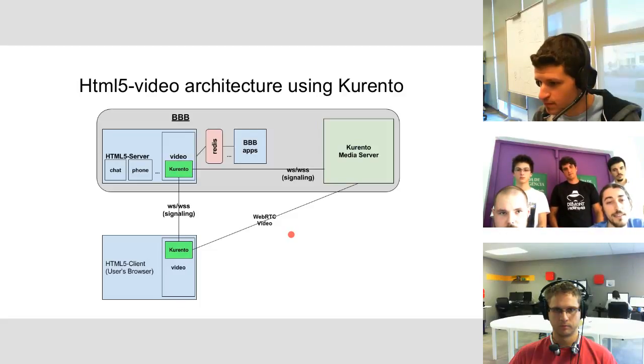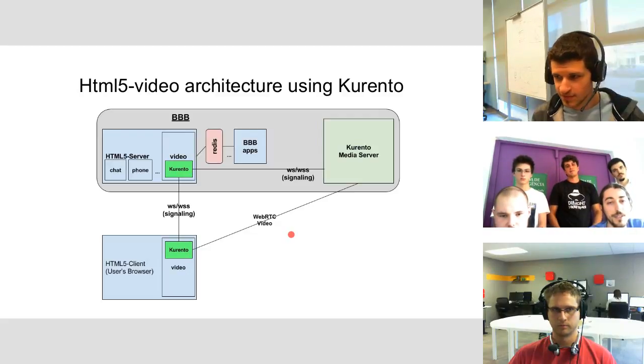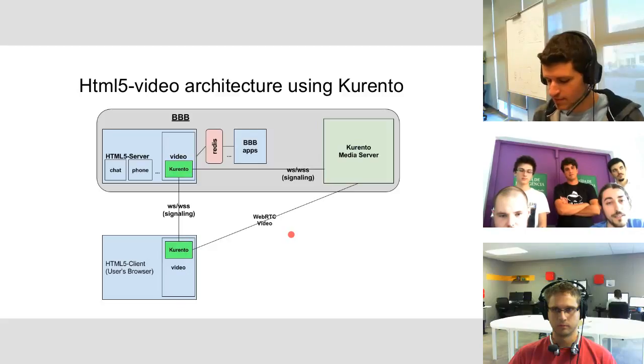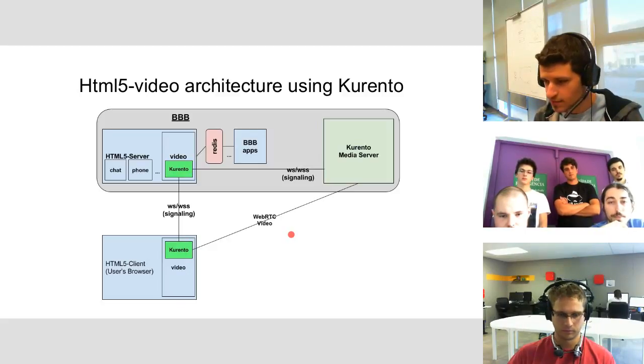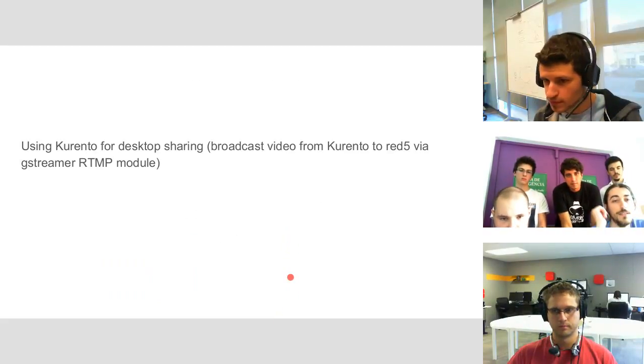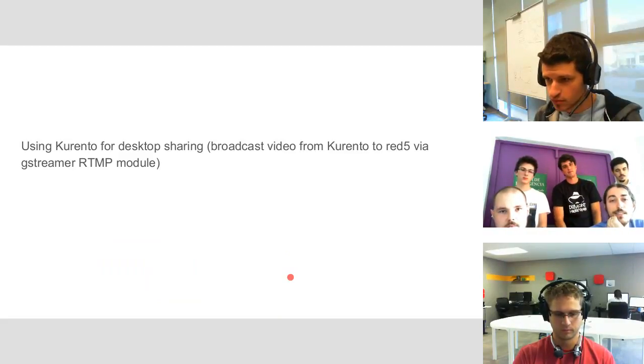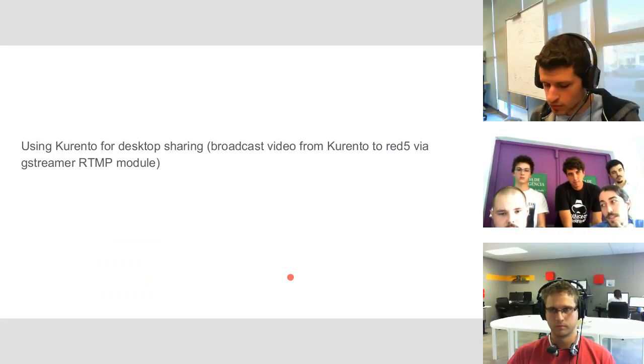On the client side, we have a WebSocket connection used for signaling and sharing webcams. After all the signaling is done, Kurento Media Server will feed a WebRTC stream directly to each client which needs one. Something that we want to do in the future is getting video out of Kurento with RTMP so that we could feed it into Red5 and get the interoperability with Flash.